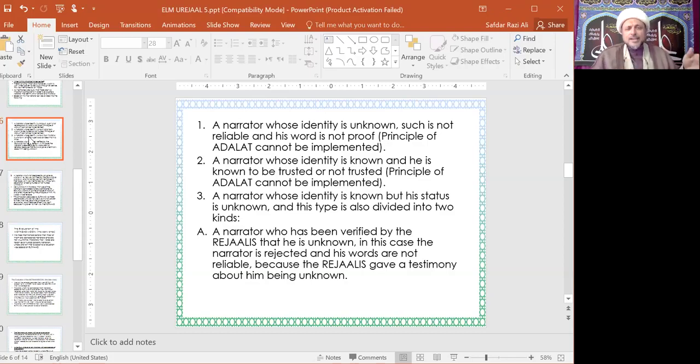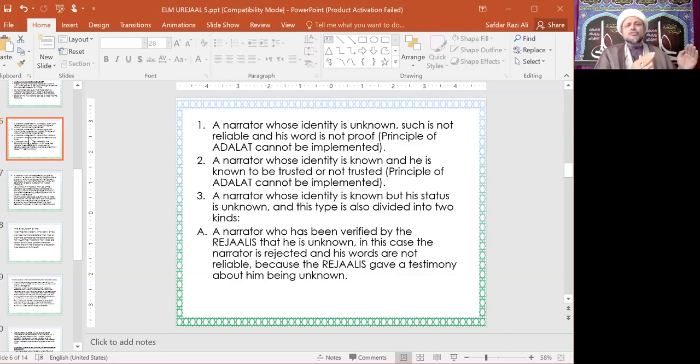And then the third case, when we go to the bifurcation: the one whose identity is known, but his status is unknown. So basically you can make it three bifurcations, because some books of Rijal make it two and then divide further and further. Dr. Abdul Hadi Al-Fadli has made it: one, unknown, we don't apply this rule; one, known in every aspect, we don't apply this rule. So totally unknown, totally known, we don't apply. Third one, a narrator whose identity is known, but his status is not known.